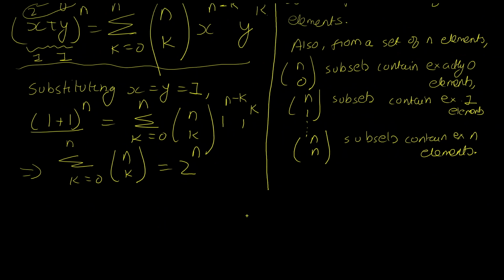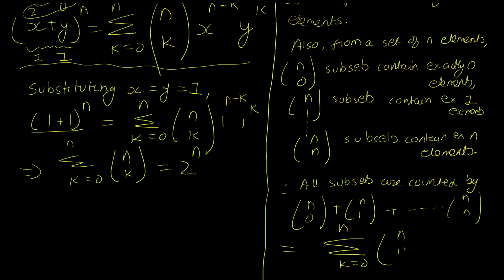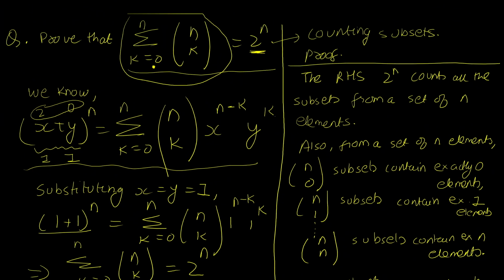And we can continue on this. Therefore, all subsets are counted by simply the sum of all of these terms, right? So n choose 0 plus n choose 1, and then it goes on all the way up to n choose n. And I can write this in the summation notation. From k equals 0 to n, I have n choose k over here. So this is another proof for the same expression. I can reach this expression by also considering the count of subsets.